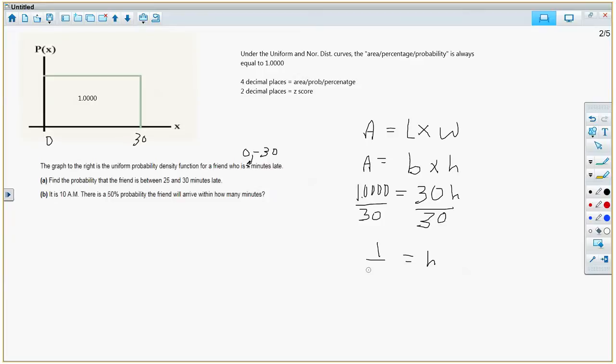So our height is 1 over 30. So this height right here is 1 over 30. So does everybody understand that the height of this box is 1 over 30? Everybody understand that? Yes. Okay. Now do A.